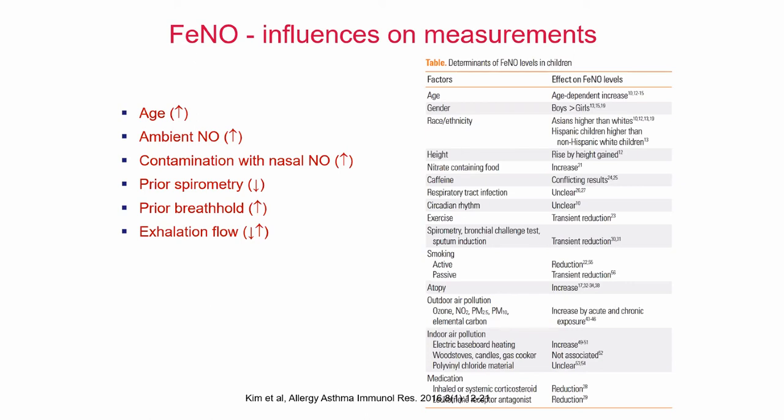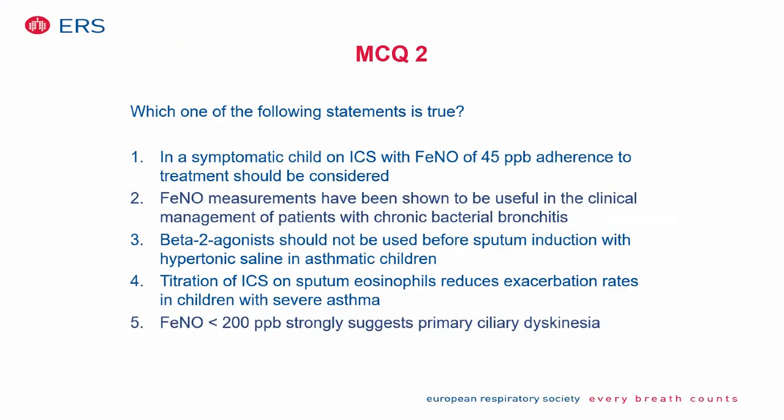If you do prior spirometry, then you will empty your airways completely, and you might have falsely low values if you perform the FeNO measurement after the spirometry. And as I said, if you expire too quickly or too slowly, it will modify your FeNO levels. And also if you hold your breath before doing the maneuver, then you will accumulate FeNO in your lungs and have too high values when you expire.